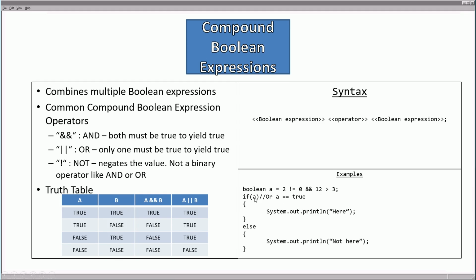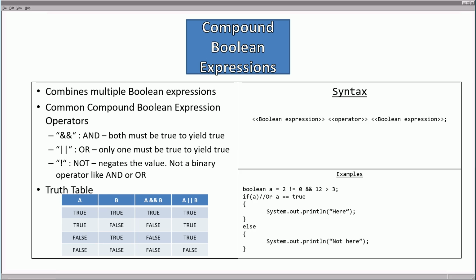Now looking over here, we have this Boolean a, which is assigned to 2 is not equal to 0. We know that's true. And 12 is greater than 3. We also know that's true. Because this side is true and this side is true, a is assigned the value of true, so it prints out here.